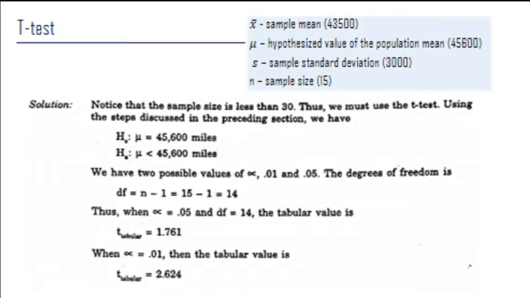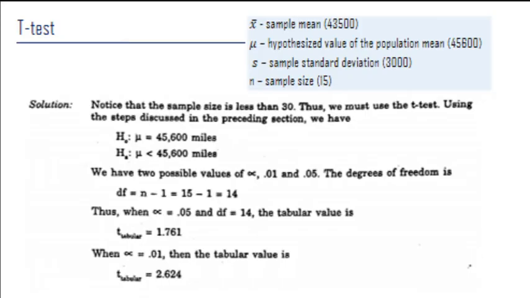Using the steps discussed in the preceding section, we have mu is equal to 45,600 miles. So that is the null hypothesis, and the alternative hypothesis is that mu is less than 45,600 miles. We have two possible values, kasi pinapagamit sa atin yung both significance levels, which are 0.01 and 0.05.